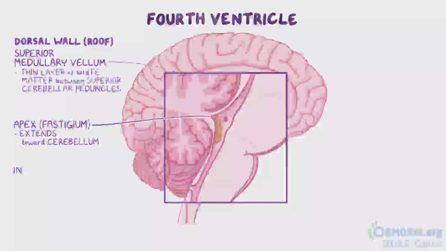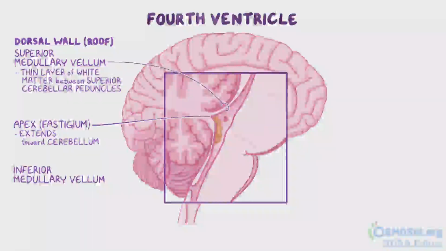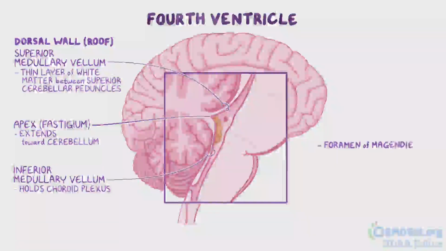There's also an inferior medullary velum that extends from the apex inferiorly. This structure holds the choroid plexus of the fourth ventricle, and it also contains the foramen of Magendie in the midline, where most of the CSF leaves the fourth ventricle into the subarachnoid space.